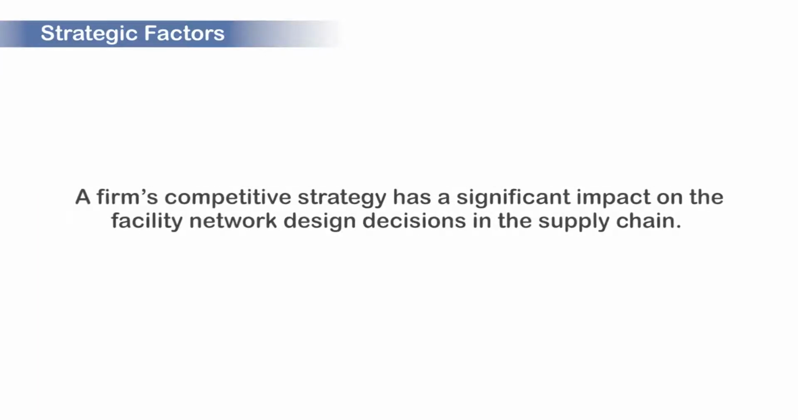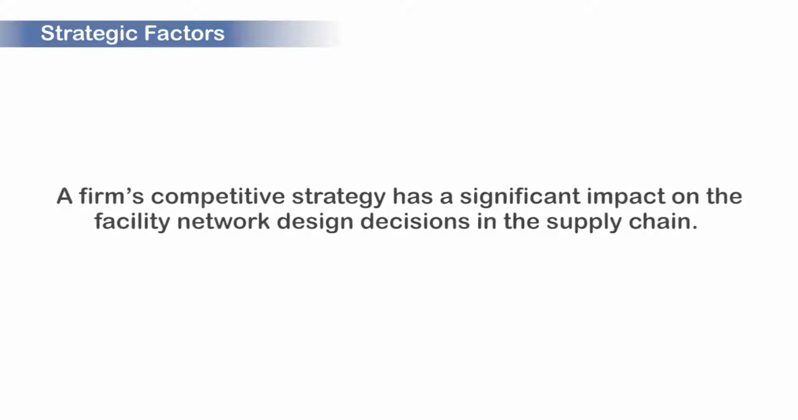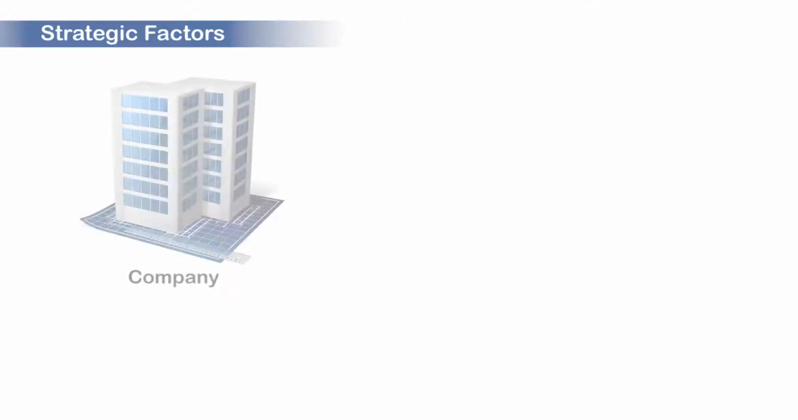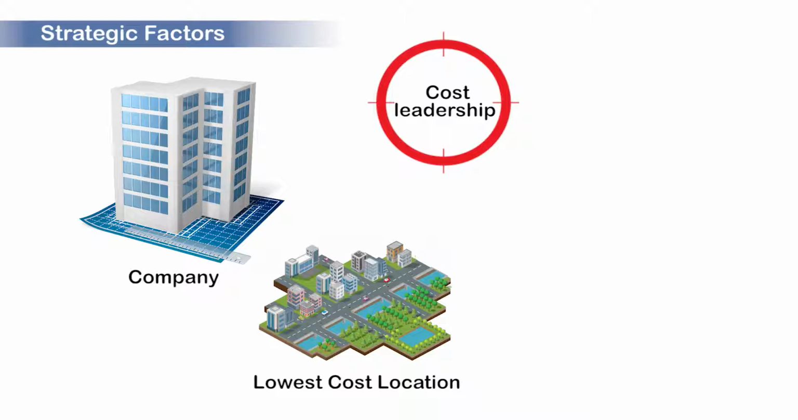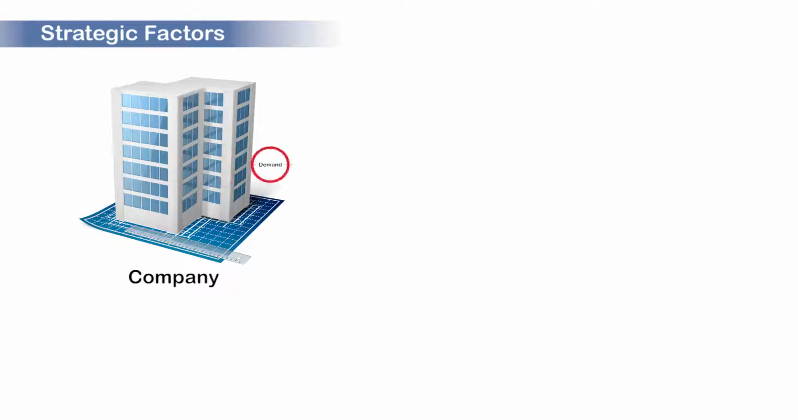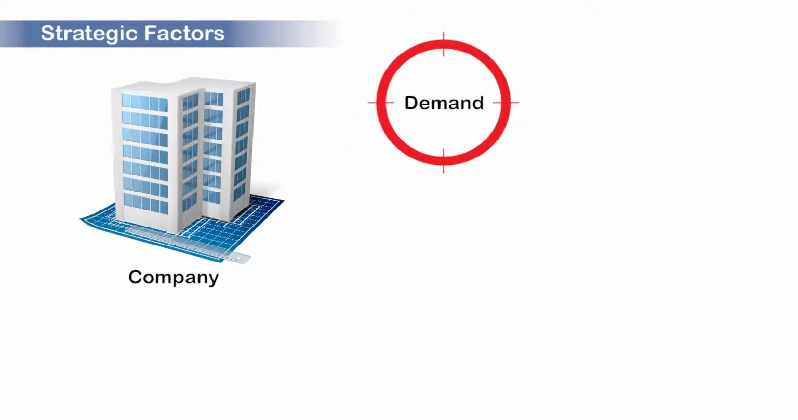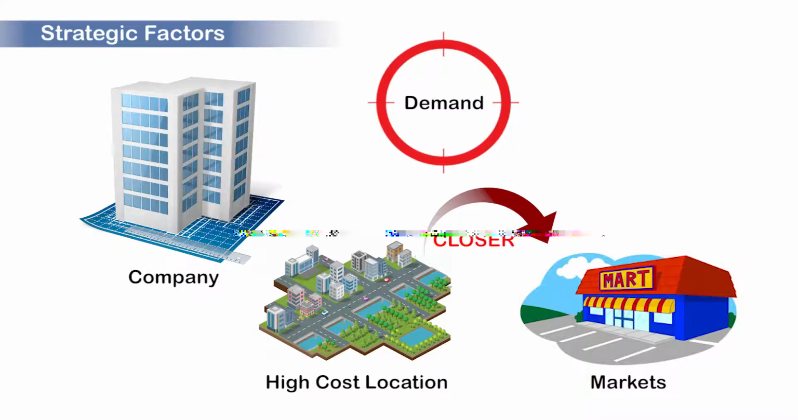A firm's competitive strategy has a significant impact on the facility network design decision in the supply chain. A company which focuses on cost leadership can plan to find the lowest cost location for creating the manufacturing facility, even if the location is far away from the markets they are serving. Similarly, a company which focuses on responsiveness to demand can plan to locate the facility closer to the market and can select a high cost location which may allow them to react quickly to the changing market needs.